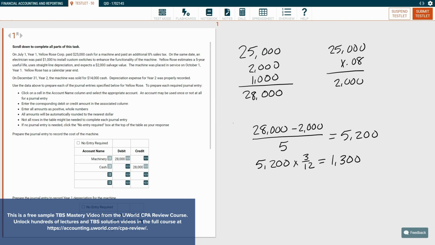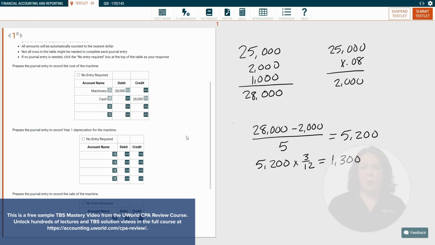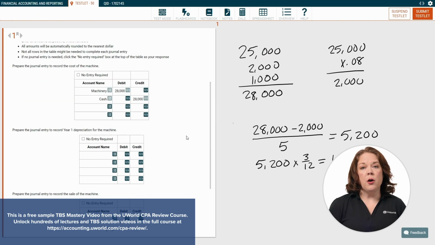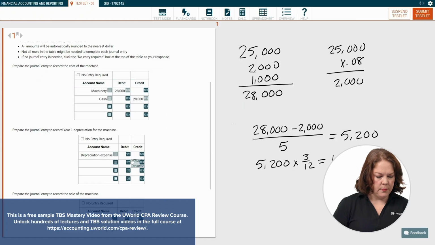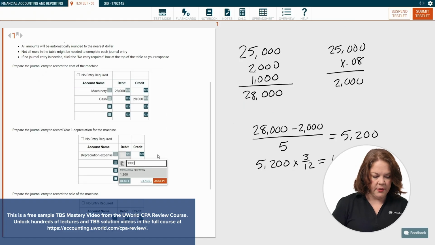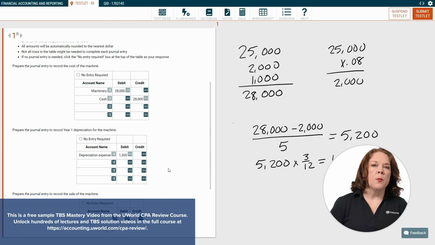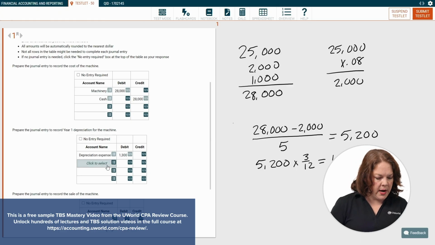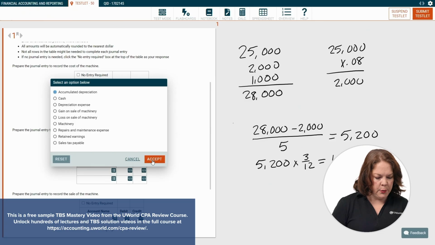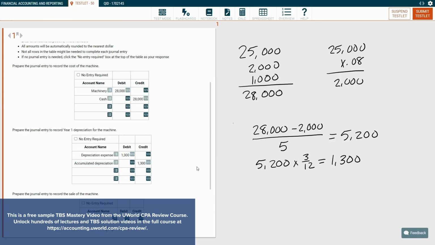What does this journal entry look like? So we're going to record depreciation expense. Our expenses get recorded with a debit, so we'll do that one first. Depreciation expense, $1,300. And then we need accumulated depreciation, a contra asset account. So it's got the opposite balance, so we're going to record that with a credit, our accumulated depreciation. And we've recorded depreciation for year 1.